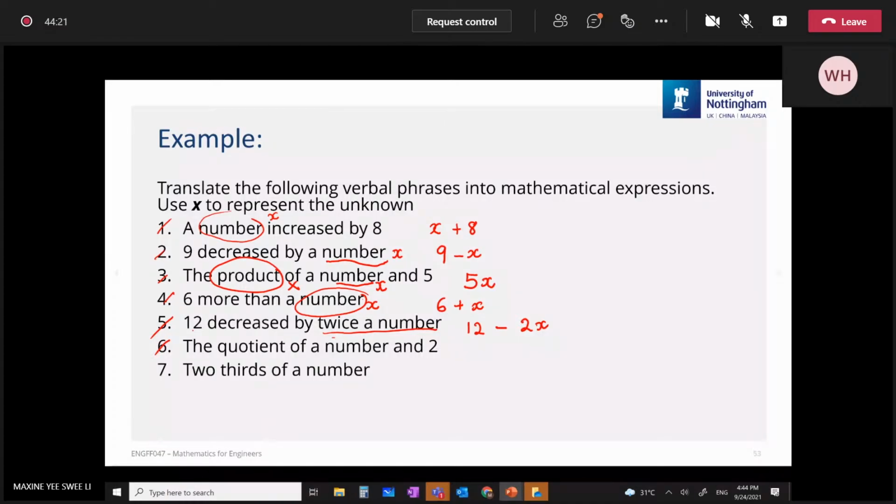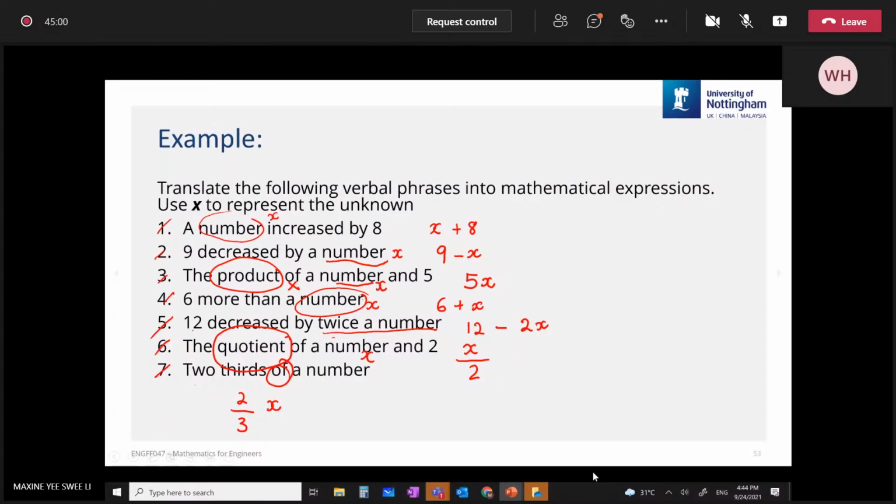Okay, great. Next, the quotient. The quotient of a number and 2. That means the ratio of x and 2. So x over 2. Okay. And finally, 2/3 of a number. 2/3 of here also implies multiply. So 2/3 means 2 over 3 of a number. So 2 over 3x.